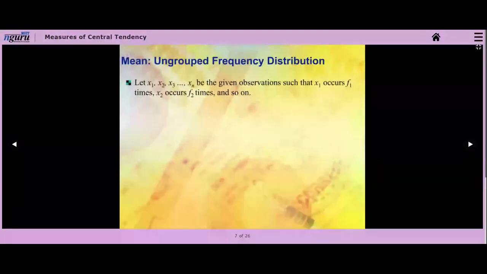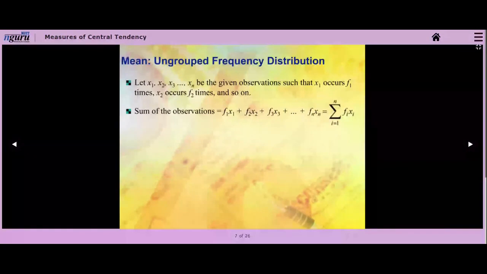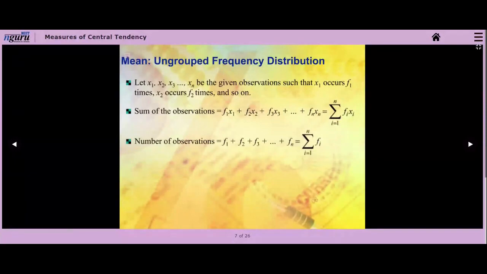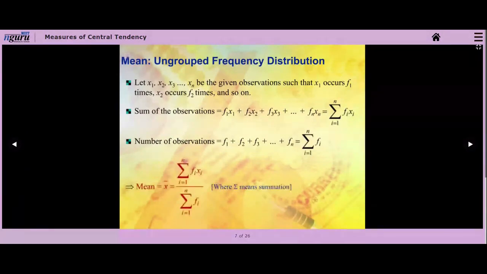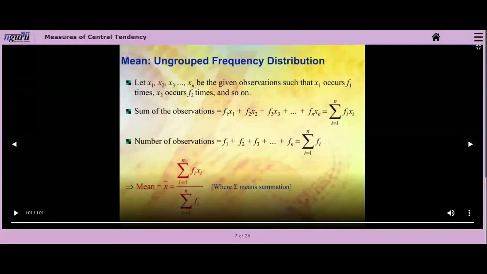Let us now study the method used to find out the mean of an ungrouped frequency distribution. Let x1, x2, x3, and so on up to xn be the given observations such that x1 occurs f1 times, x2 occurs f2 times, and so on. The sum of the observations is f1x1 plus f2x2 plus f3x3 and so on up to fnxn, which is denoted by sigma fixi, i from 1 to n. The number of observations is f1 plus f2 plus f3 and so on up to fn, which is denoted by sigma fi, i from 1 to n. Hence, the mean is given by the formula shown. How will you find f1x1? By multiplying f into x. Correct.